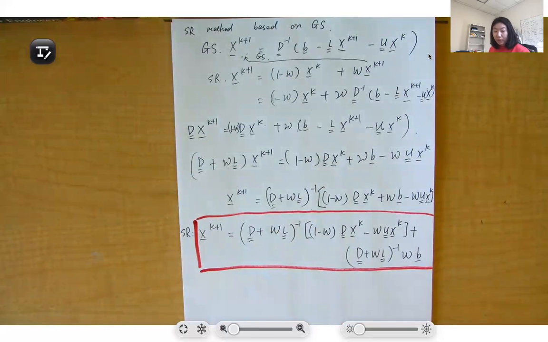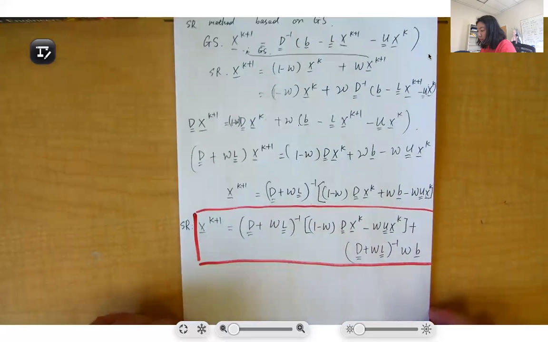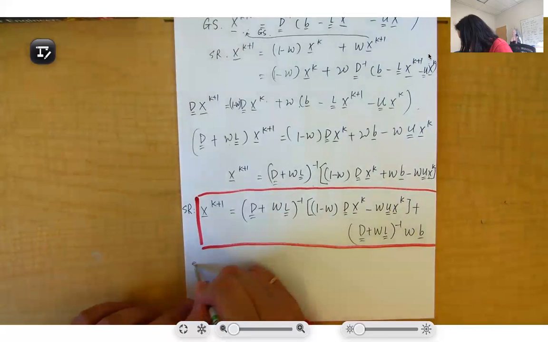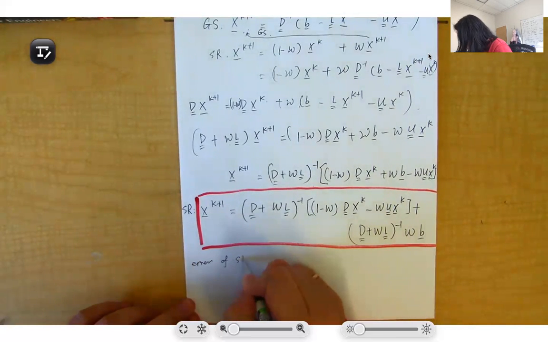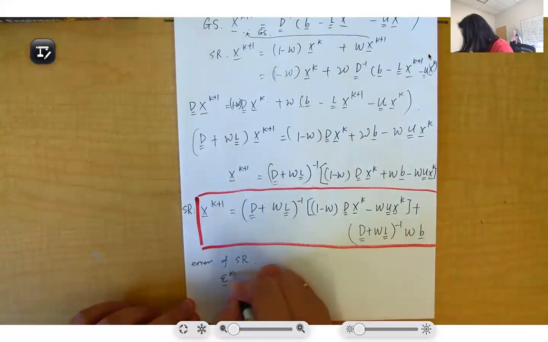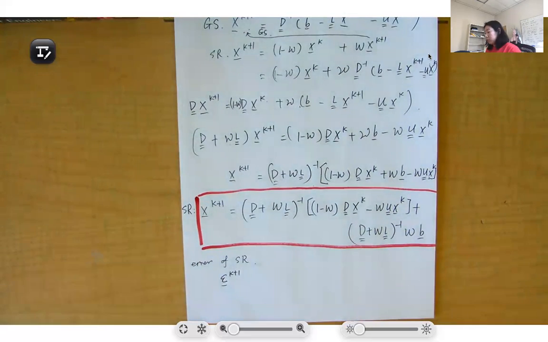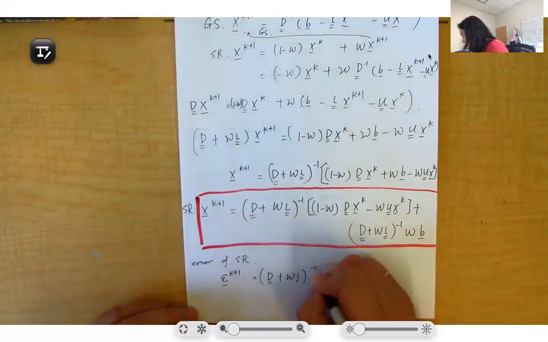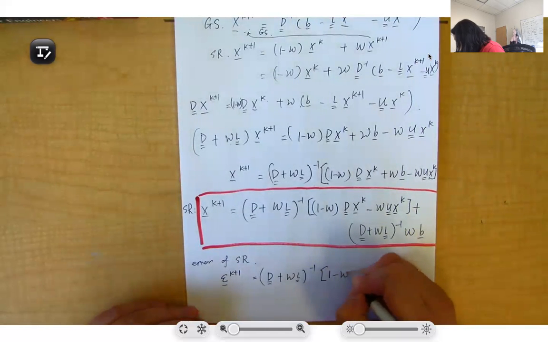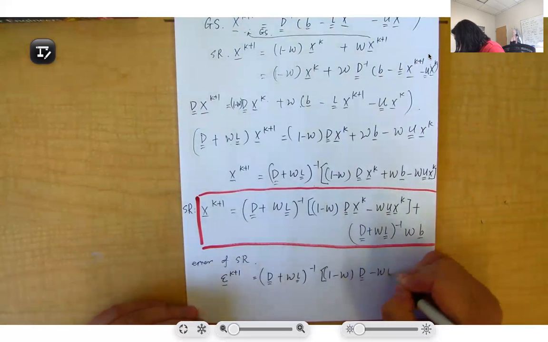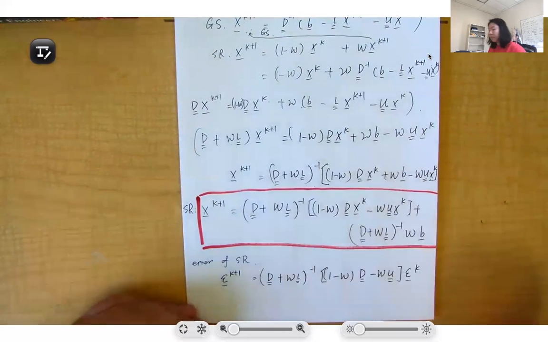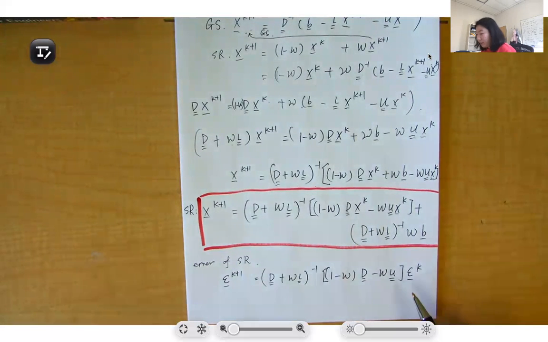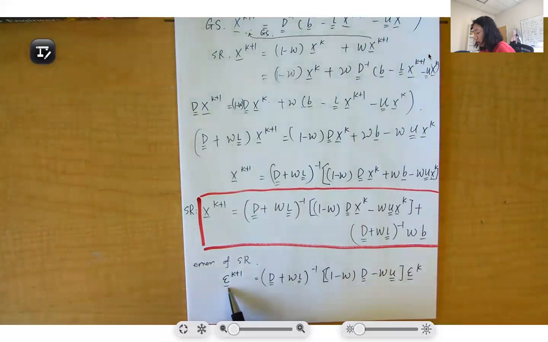We can also do the error analysis for the SR, like what we did for the Jacobi and the Gauss-Seidel. So the error of SR, you can write error, which is the current calculated value as compared to the true value, will be equal to (D plus omega L) inverse times ((1 minus omega) D minus omega U) times the error at k. Okay, and this error is basically the error of the previous old value compared to the true value. This is the current error as compared to the true value, and this is the matrix.